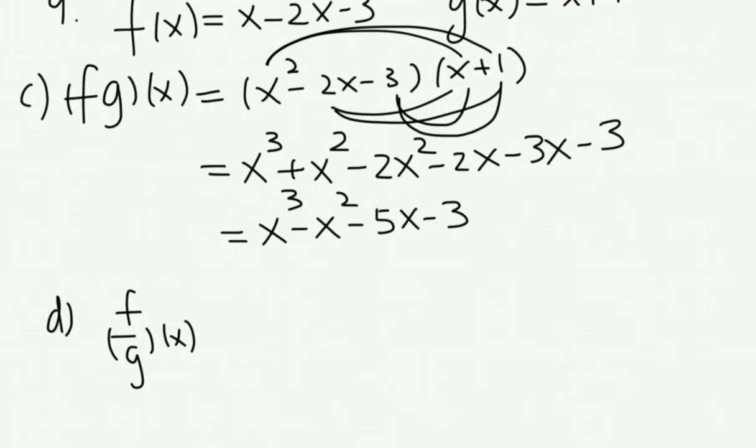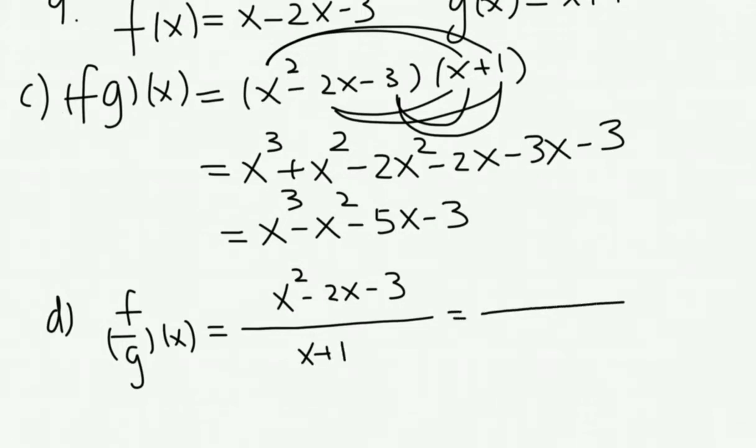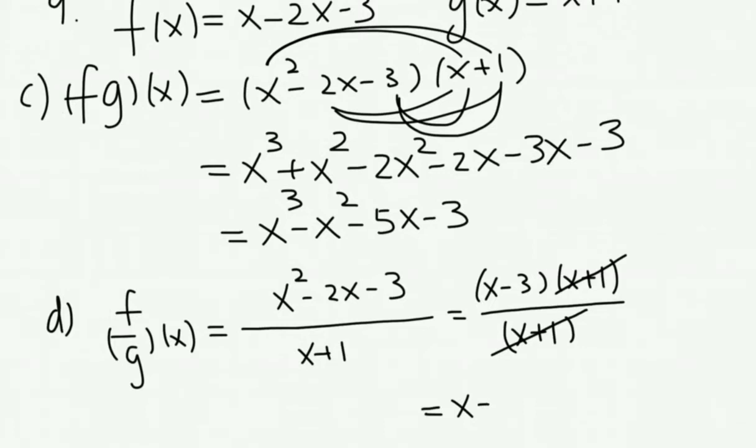Letter D, dividing. So f of x divided by g of x. So all I have to do is put f on top, g at the bottom. And since my f function is a quadratic, the top is a quadratic, I'll try to factor it. So I can factor into x minus 3 times x plus 1. And at the denominator, I have x plus 1. So I can reduce them. And everything reduces down to x minus 3.